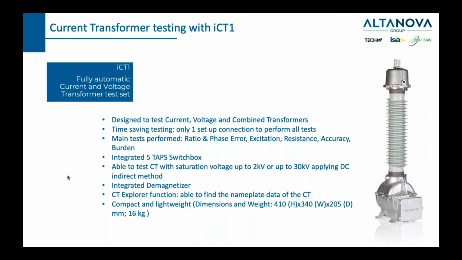We also have something very cute and interesting inside of this device. It is called a CT Explorer. So if you have a CT without any nameplate, using this function, in a matter of 2 to 3 minutes, you will find all necessary data on your current transformer. Nominal current, ratio, burden, etc., etc. And it's important to emphasize that this is also a compact and lightweight device.